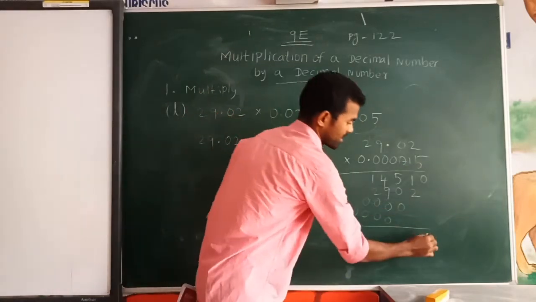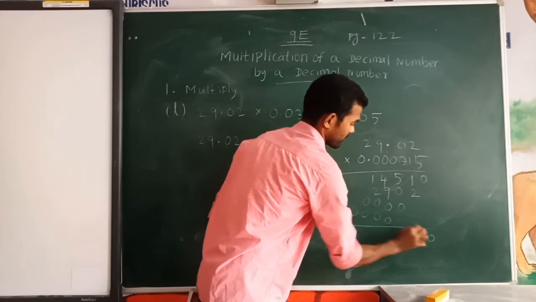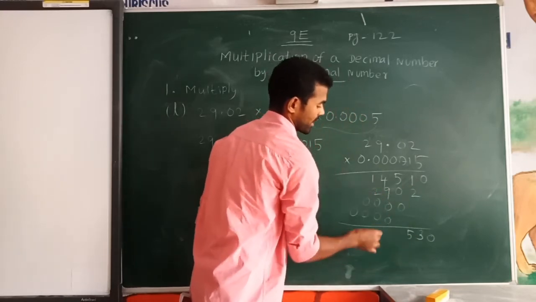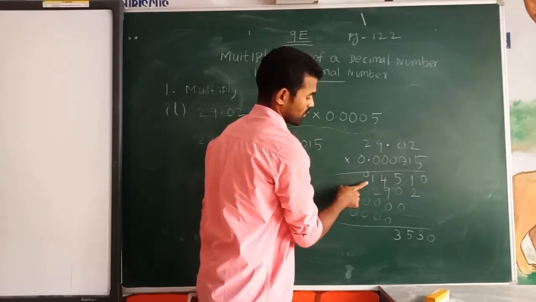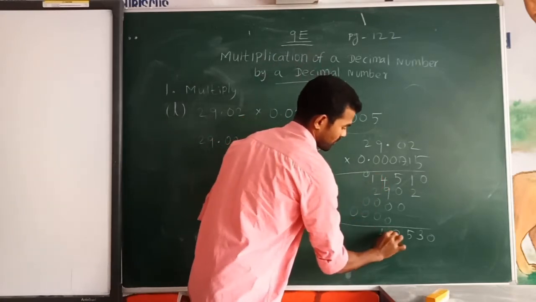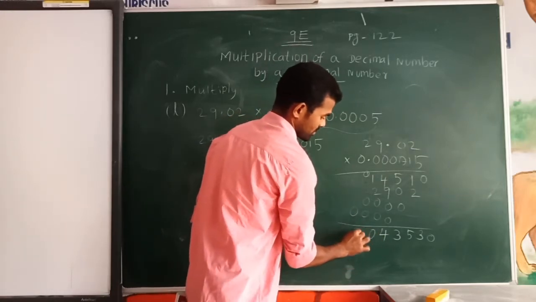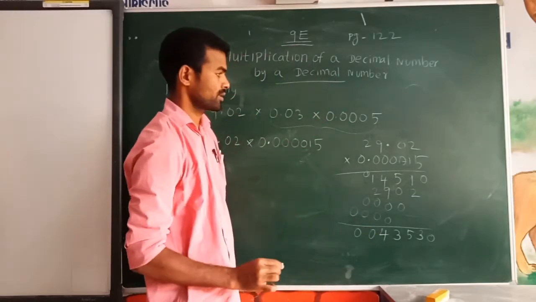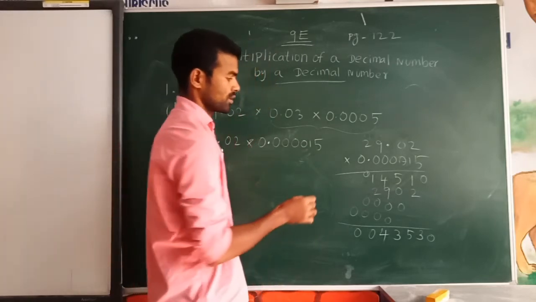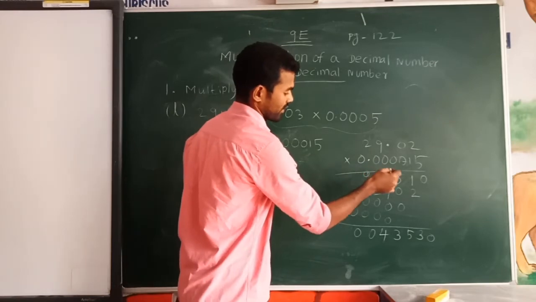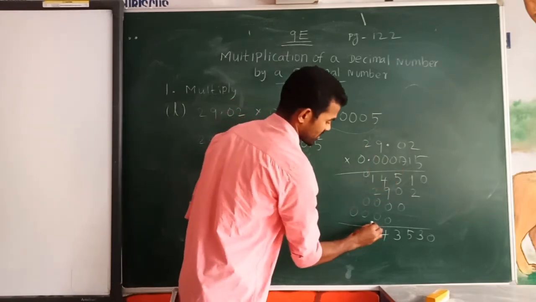So now add. 0, 3, 5, 4 plus 9, 13, 1 carries. So 2, 4. So 4, 0, 0. Yes. So if we multiply with this 2 0, and if we multiply with this 0 also, everything is 0 only.